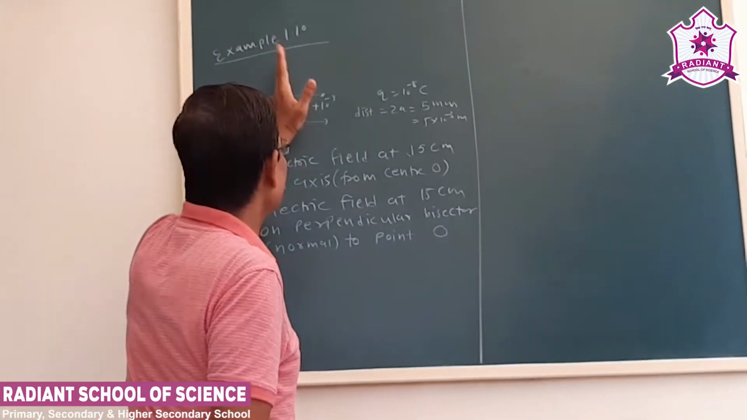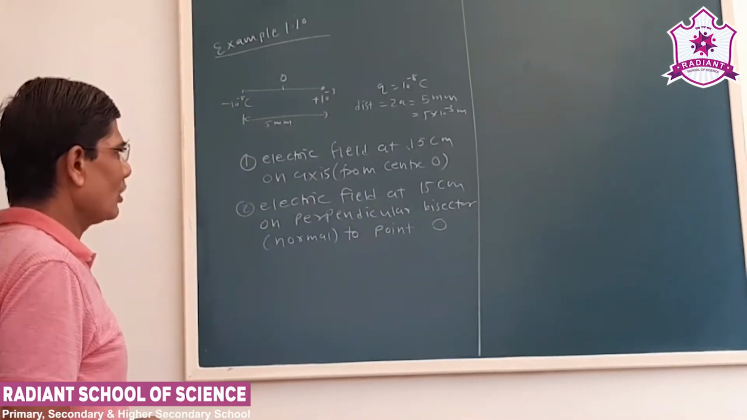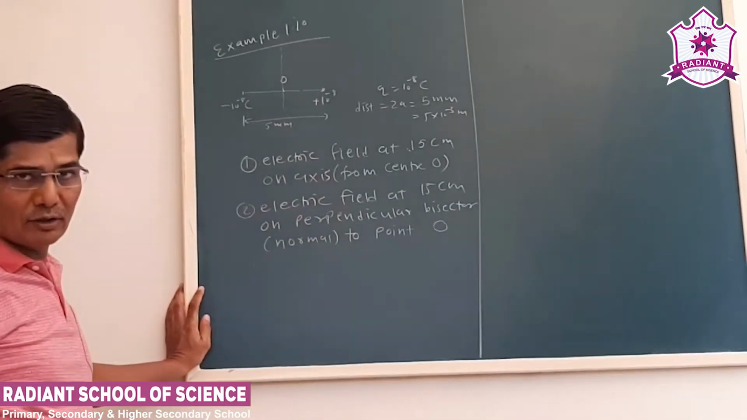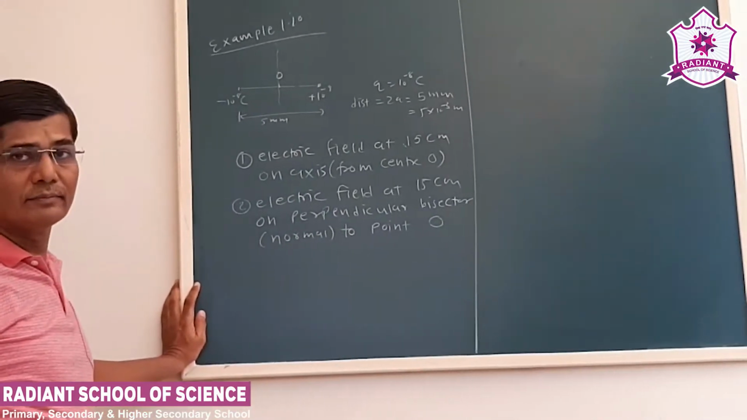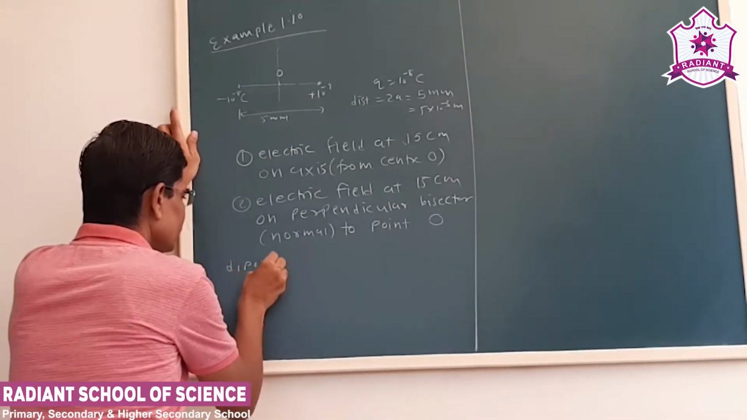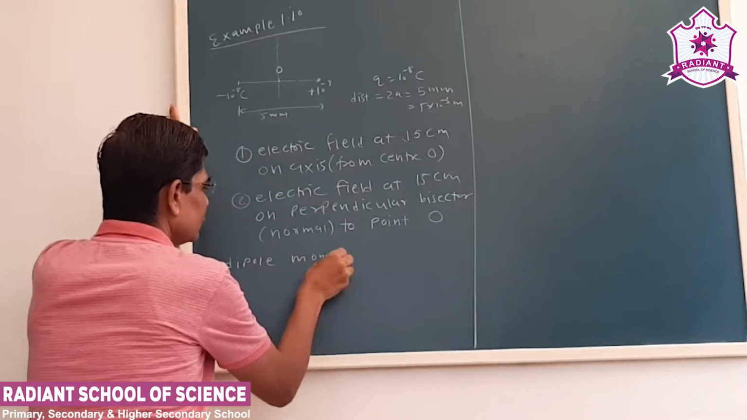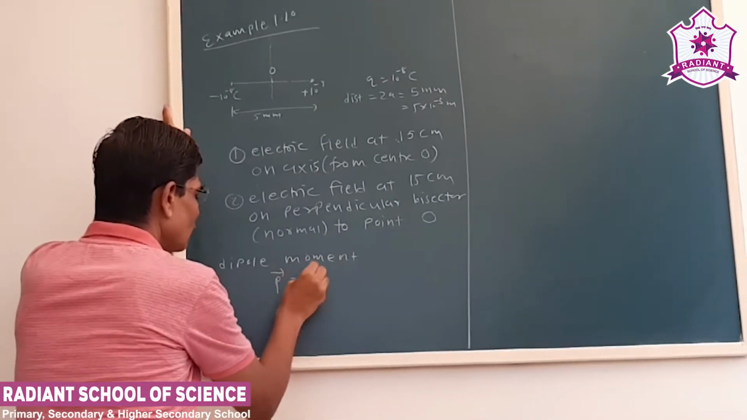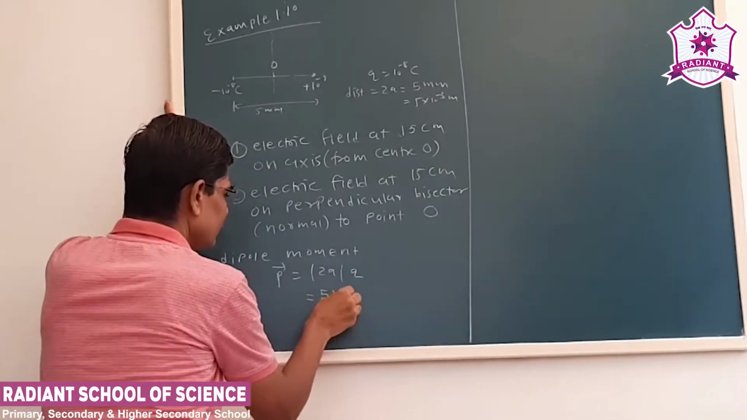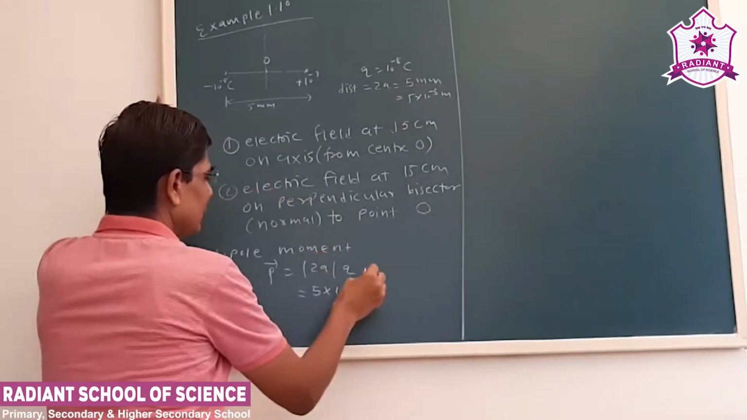Similarly, we have to find out the electric field at any point on the normal to the point O, that we can say is the equator or the perpendicular bisector. Now first we find out the dipole moment. P is equal to 2a into q, that is 5, q is 10 to the minus 8.